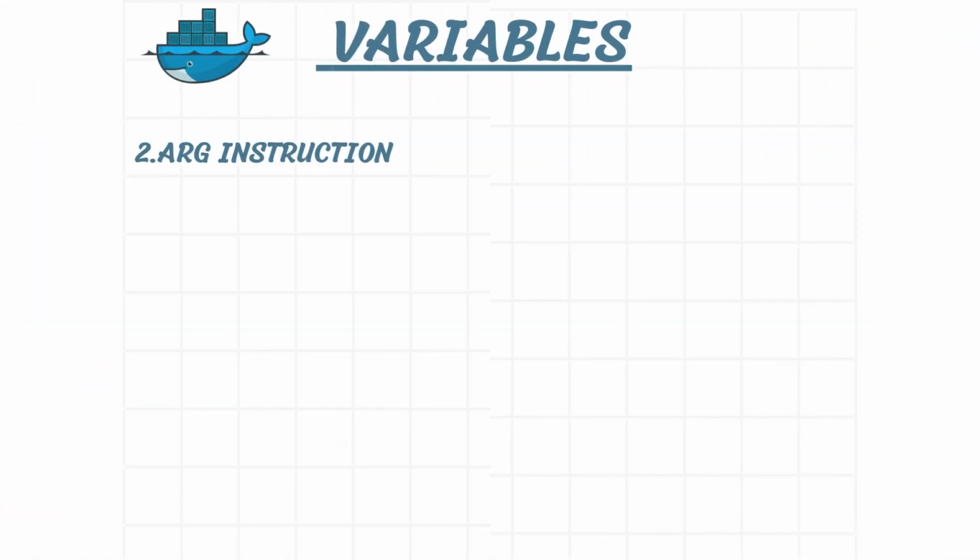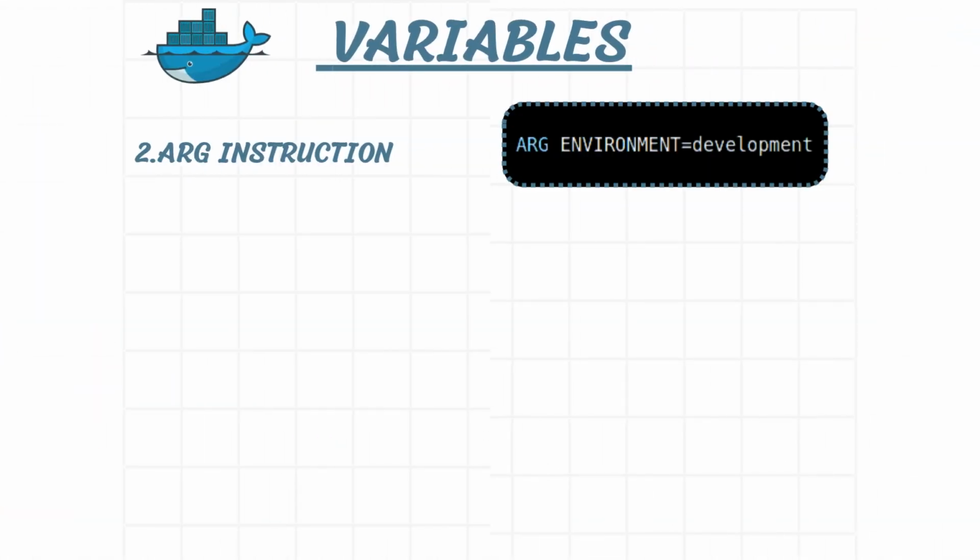ARG Instruction. Let's discuss the ARG instruction in Dockerfiles with the example ARG environment=development. The ARG instruction defines build-time variables that can be passed to the Dockerfile during the build process. These variables allow you to customize and control the build without hard-coding specific values.